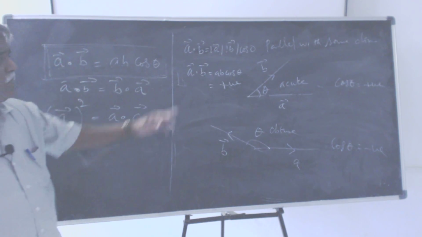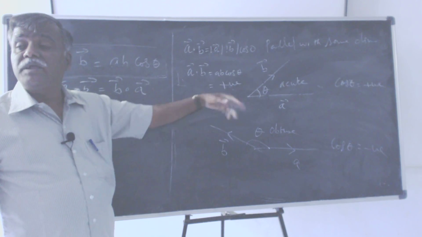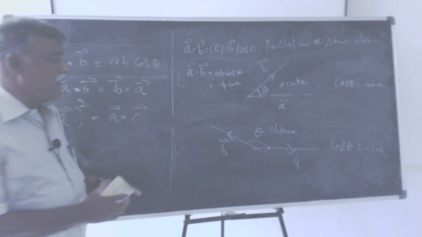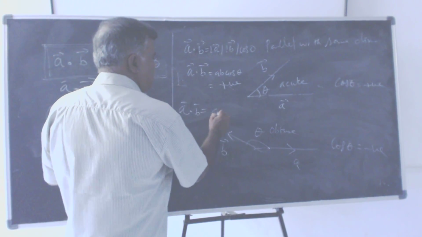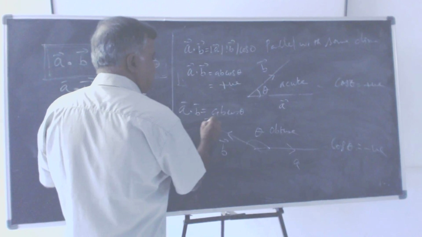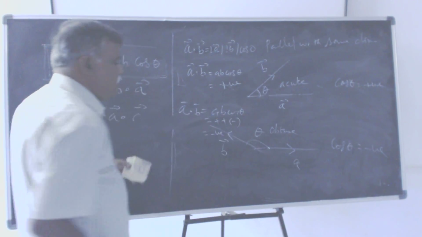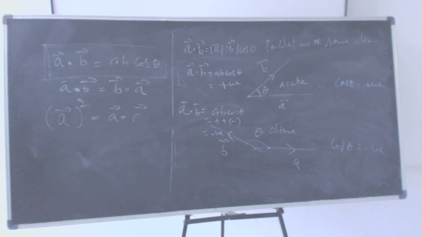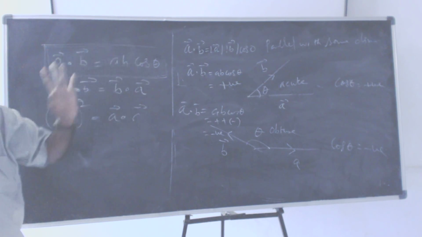Dot product is positive when theta is acute. Theta acute. Dot product is negative. A dot b equal to ab cos theta. This is positive, positive, negative. So negative. Dot product is negative when theta is obtuse. Dot product is positive when theta is acute.